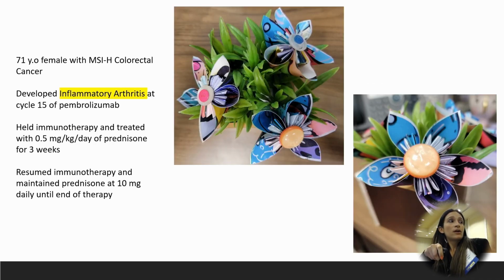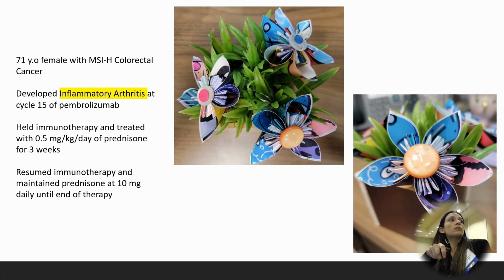So here I have put one of our patients. She's a 71-year-old female with MSI-high colorectal cancer. She was on Pembro and developed inflammatory arthritis. This is her hobby. She doesn't work. Her hobby is to make little flowers and things out of magazine papers, right? So imagine how your hands have to be able to do this. So she came crying saying, look, I can't even open a doorknob, let alone do these things that basically this is what I do, right?